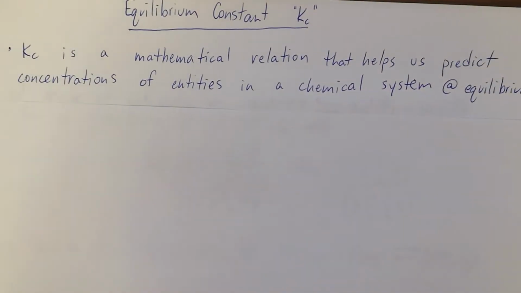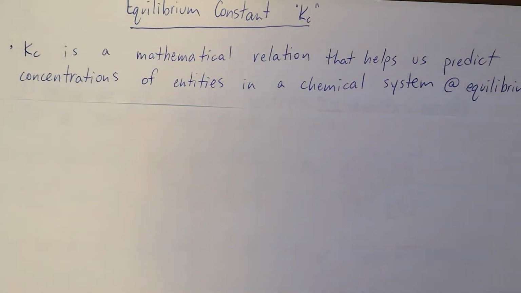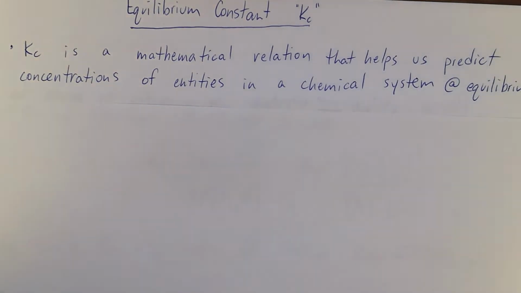Hi, chemistry. Today's topic is a big one. It's called the equilibrium constant, and it has the symbol Kc. Kc just means equilibrium constant. It's a mathematical relation that helps us predict concentrations in a chemical system once they reach equilibrium. Eventually, we're going to use Kc values with an ICE table to do some pretty impressive work, but I have to show you how to find out what Kc is.